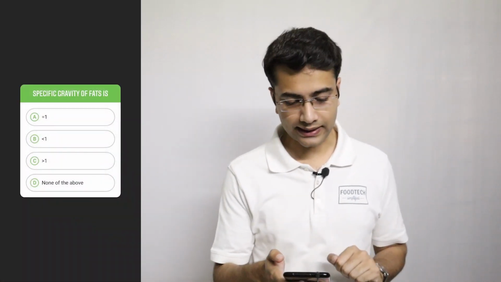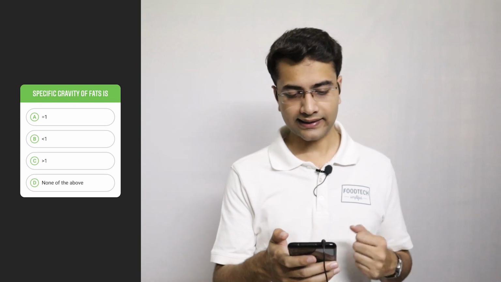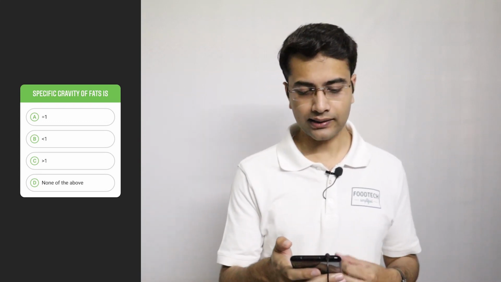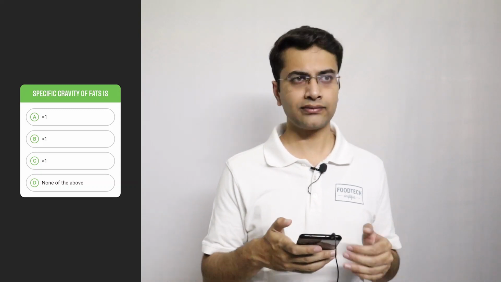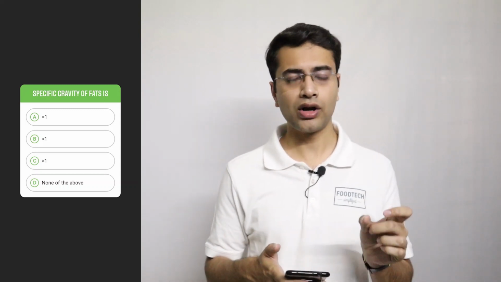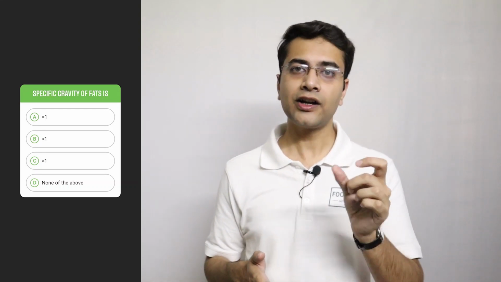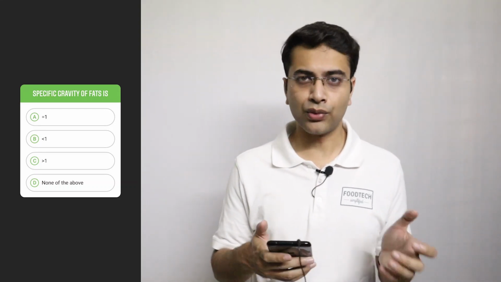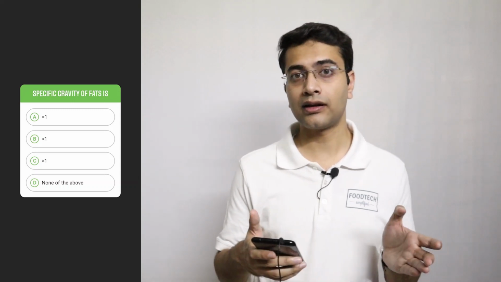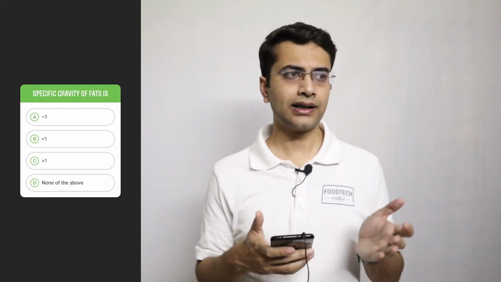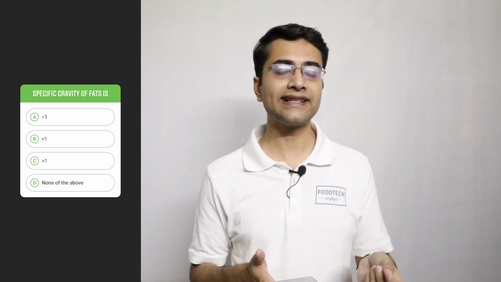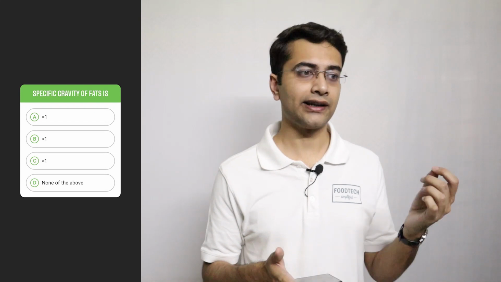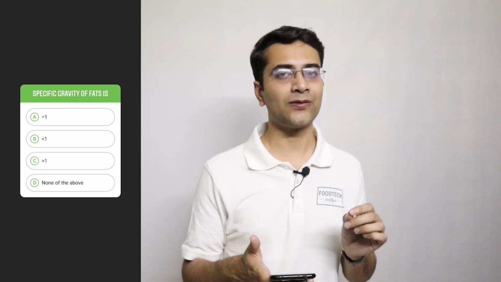Specific gravity of fats is: option A equal to 1, option B less than 1, option C greater than 1, option D none of the above. Specific gravity is also known as relative density, and the formula is the ratio of the density of a substance divided by the density of a reference substance. In most cases, that reference substance is water. The specific gravity of water will be 1 because the density of water is 1, and if we divide 1 by 1, the answer is simply 1. So the specific gravity of water is 1.